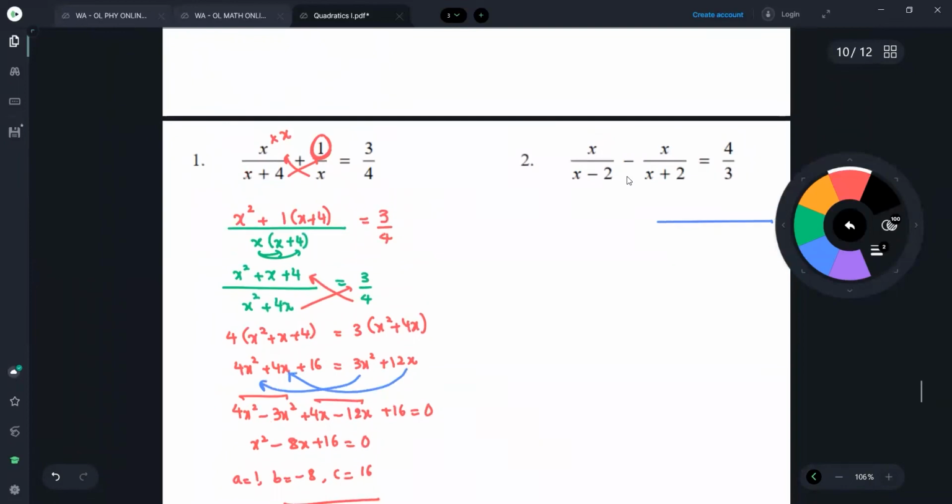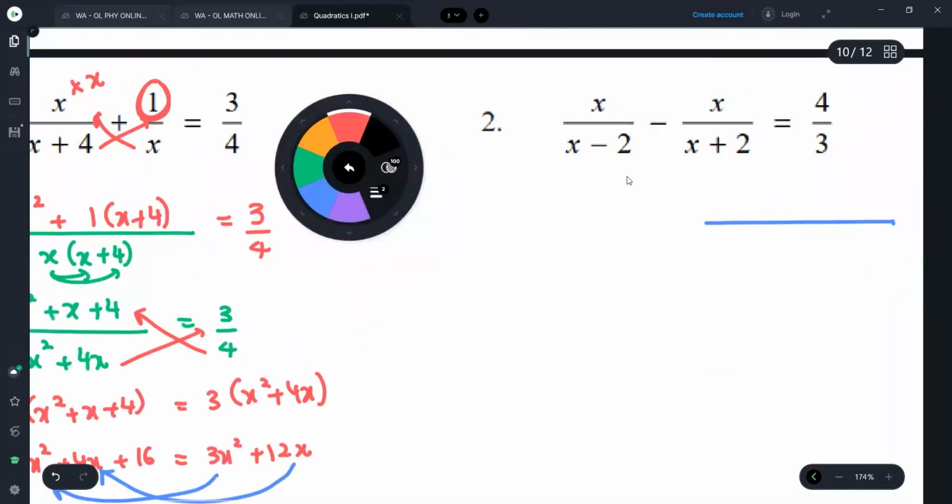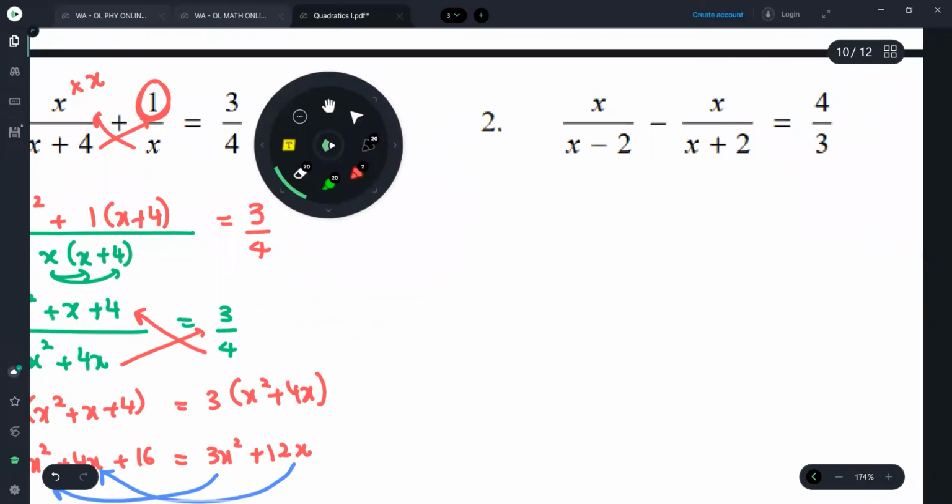Now, let's move on to the next question. So for this question, how many denominators do you see on the left hand side of the equation? Sir, 2. So you will have to take out the LCM, convert these two denominators into a single denominator. And the LCM is going to be x plus 2 in one bracket and x minus 2 in one bracket. Now this x plus 2 is going to multiply by x and this x minus 2 is going to be multiplied by x on the other side. Yes or no? Yes.